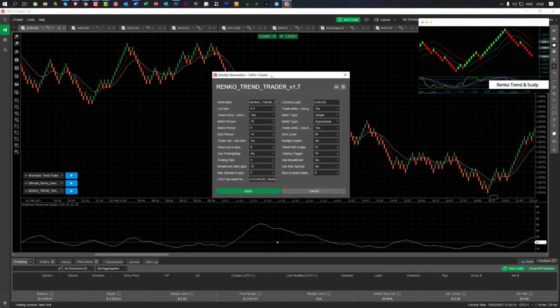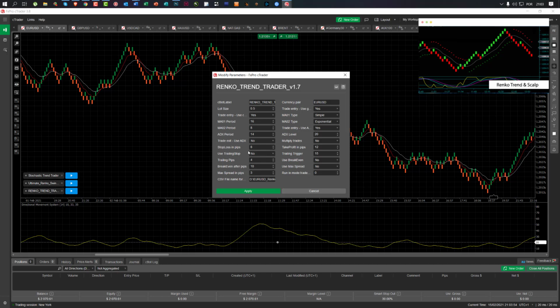Go back to the parameter list here again. We have our traditional take profit in pips and stop loss in pips as well. And as you can see, we can also set it to use trailing stop and the trailing trigger. In this particular case, we only trigger after 15 pips have been moved, and then we trail 4 pips after. You can move to break even as well, and you can set the max spread in pips.